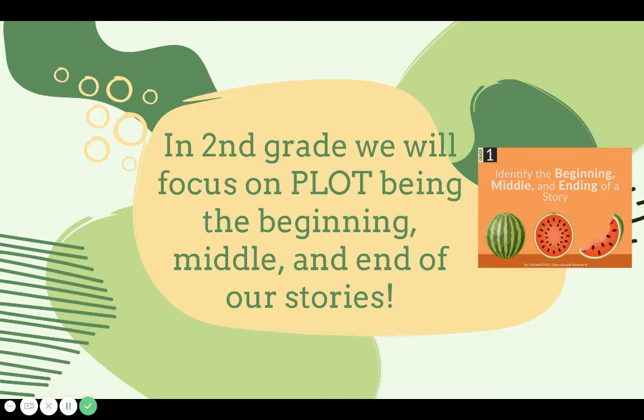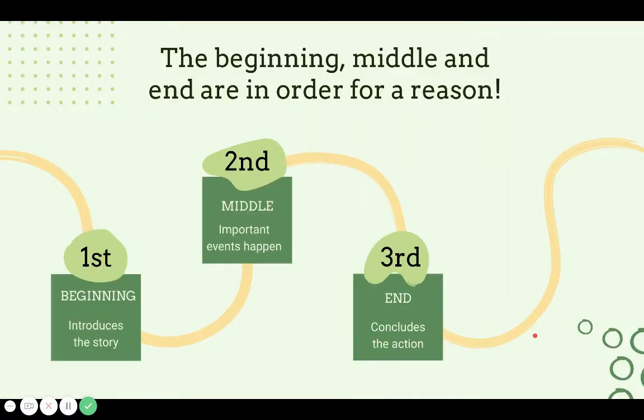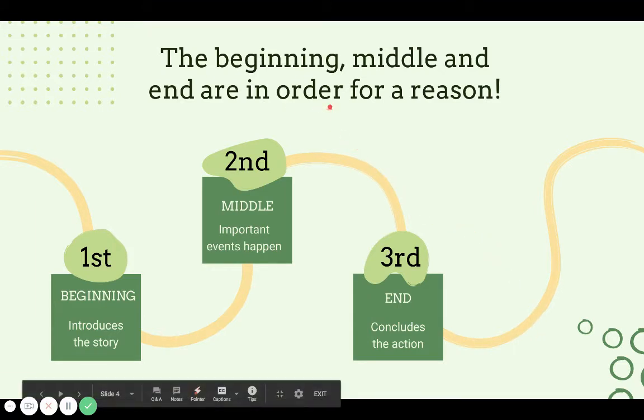In second grade, we are focusing on plot being the beginning, middle, and end. This is another visual that you could think about. Beginning is the watermelon is full. Middle, they have cut it in half, so you're going through the stages. And the end, you get to eat the watermelon. So we have beginning, middle, and end, and they have to stay in this order.